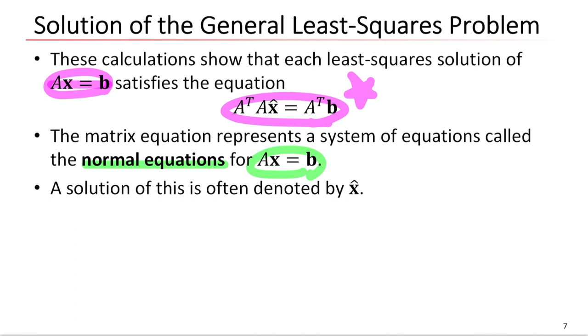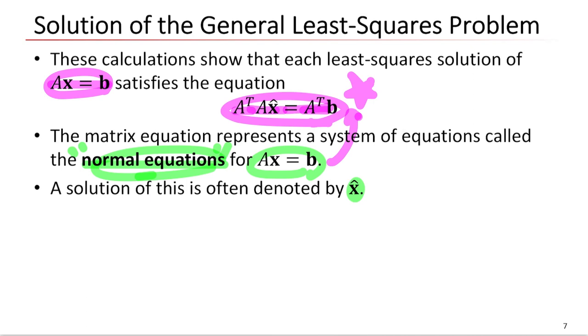Then finally, we find the new equation, something like this. So in other words, if we have the matrix A and vector b, then we can easily find the approximate solution x hat by using this equation. This is the normal equation. We will use it in later lectures, but it is a very important concept. A solution of this is often denoted by x hat. Now we have a way to find the approximate solution of a linear system that doesn't have a solution.